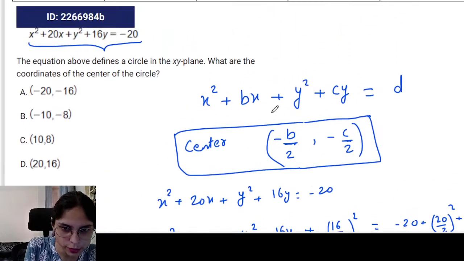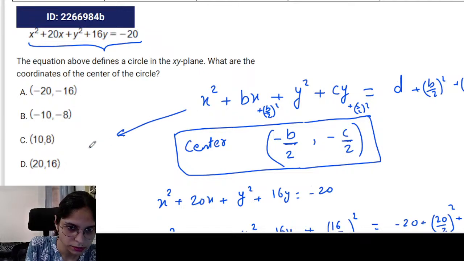So all you have to do is add b over 2 whole squared over here, c over 2 whole squared over here, and do it on this side as well. This would become x plus b over 2 whole squared, y plus c over 2 whole squared, equals d plus b over 2 whole squared plus c over 2 whole squared.